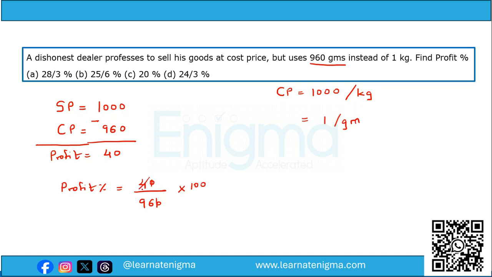So this becomes 1 upon 24. Now 1 upon 24, we can reduce it further because the options are in fractions. 4 into 25 is 100 and 4 sixes are 24. So answer becomes 25 by 6 percentage.